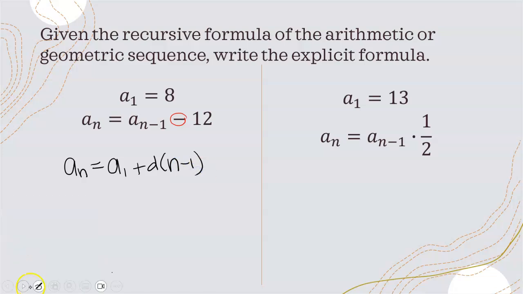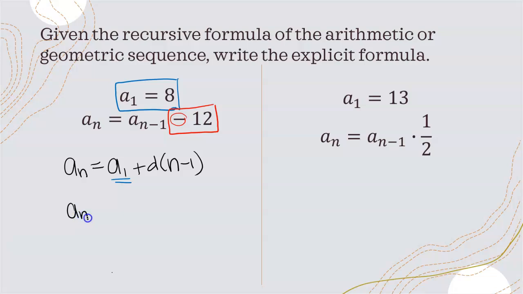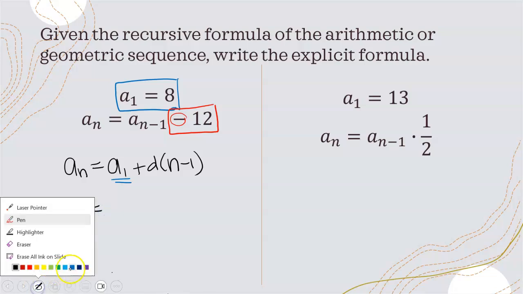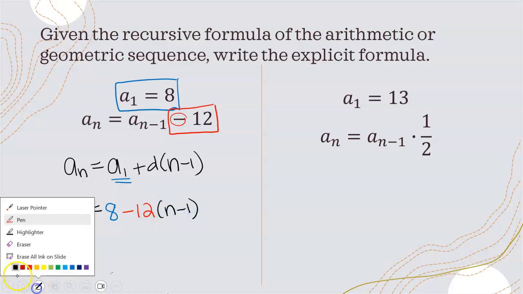And we have to identify two things. We need a sub 1. Well, my formula tells me a sub 1 is 8. And then I need to identify d, and my formula also tells me that d is going to be minus 12. So when I write my explicit formula, I have a sub n equals a1 is 8, and then now plus d, which in my case is minus 12 times n minus 1. And this is my explicit formula.